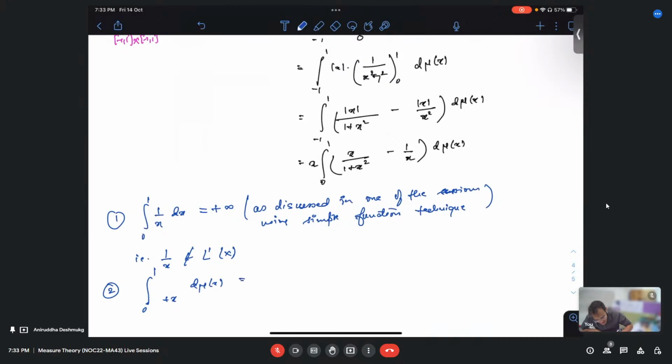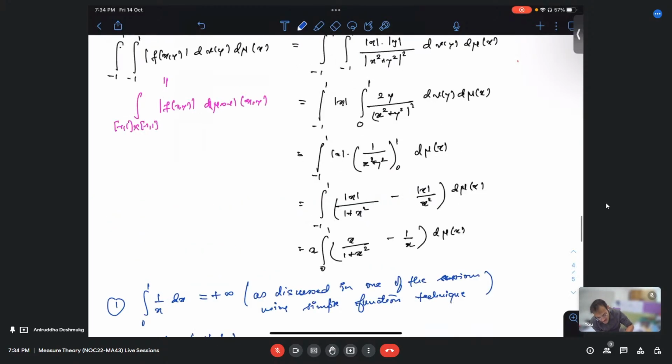Okay. 2x over (1 plus x square). This is 1 over (1 plus x square) from 0 to 1 using the fundamental theorem of calculus. And it is half minus 1, which is minus 1. Yeah. Now there is some issue. What is the thing?